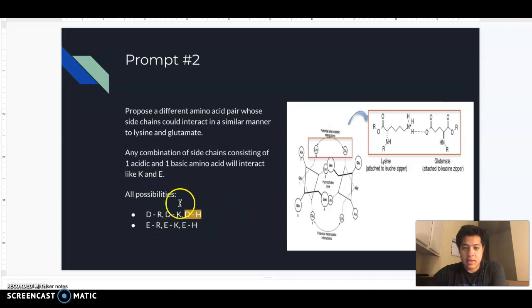So I listed all of the possible pairs that I think would work similarly to lysine and glutamate. And since we can only choose one, I went along with aspartate and histidine.